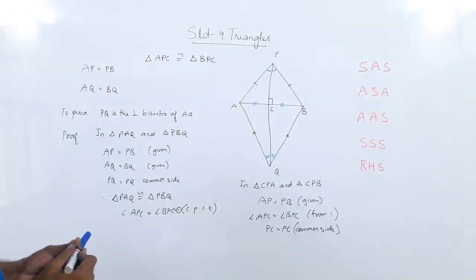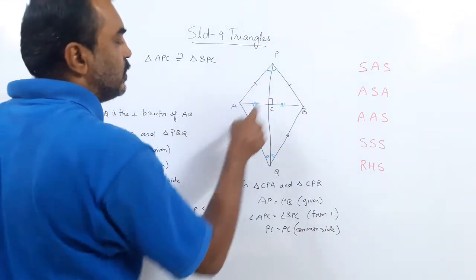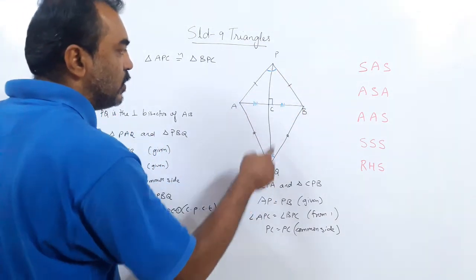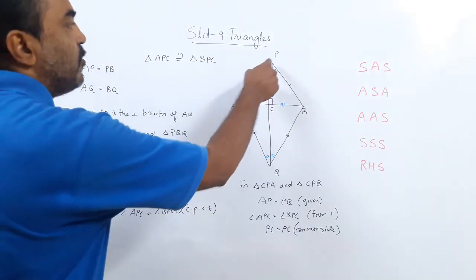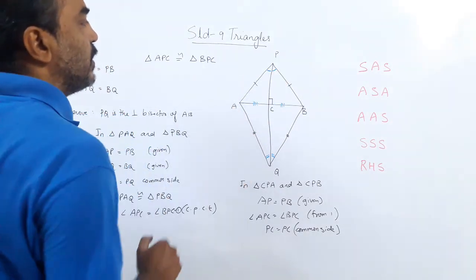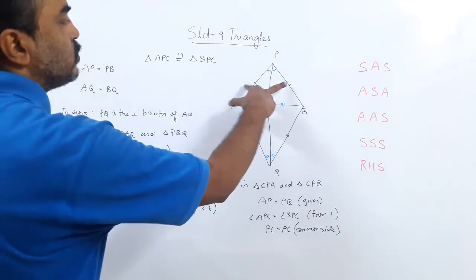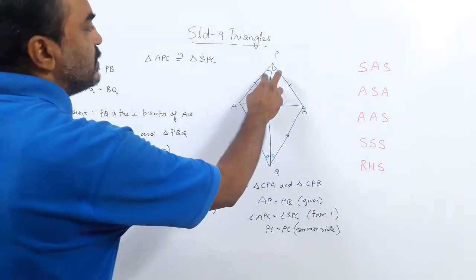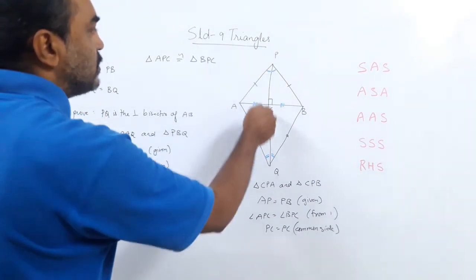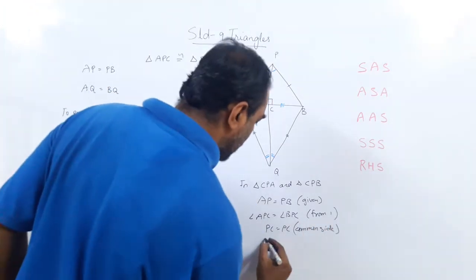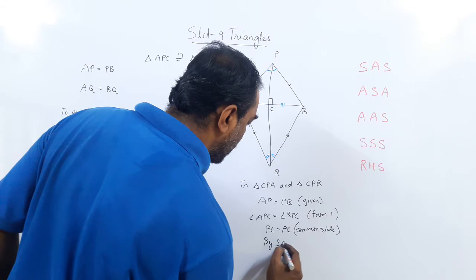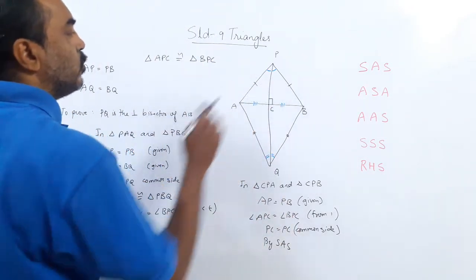Sorry, following what I did first, this and this side were equal, this and this side were equal, and this side was equal. I proved these two triangles are congruent, so these two angles are equal. Now I am taking this top triangle and this top triangle. These two sides are equal, given to me. This angle is equal, I proved. This is the common side. So by SAS, these two triangles are congruent.